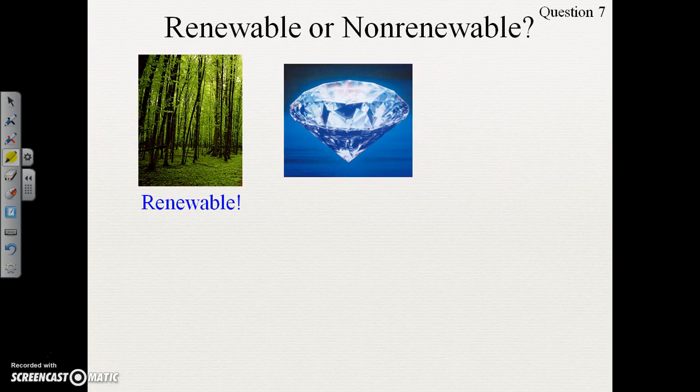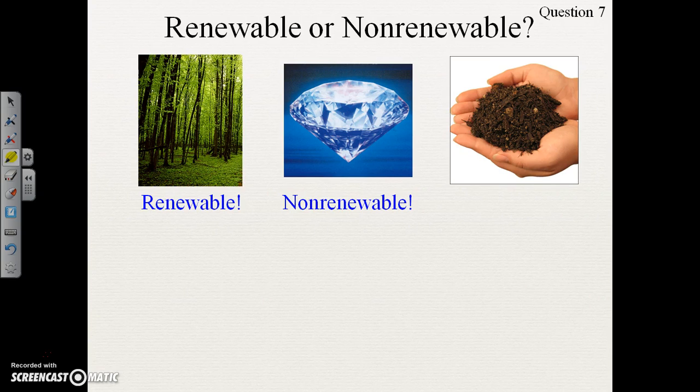Diamond. Diamonds, what do we think it is? Non-renewable. We know this. Diamonds take millions of years to form. That's one of the reasons why they are so expensive. Okay. Dirt, soil. That is continually being replenished and recycled through the rock cycle, water cycle, so that is going to be renewable.